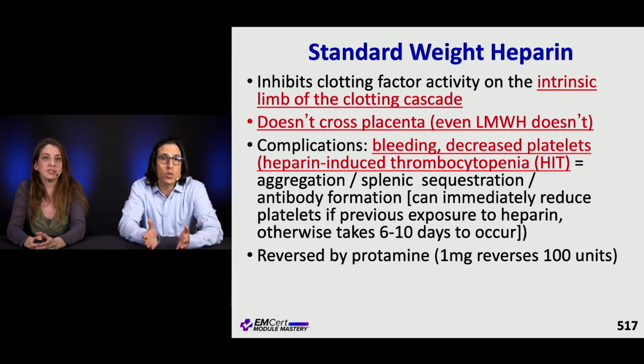Okay, so the last section we're going to talk about today is anticoagulants, and Aaron's going to start us off. So let's talk first about standard weight heparin or unfractionated heparin.